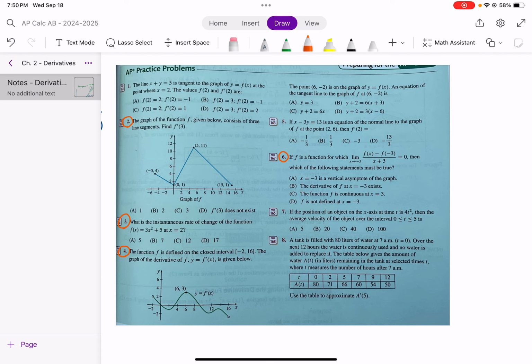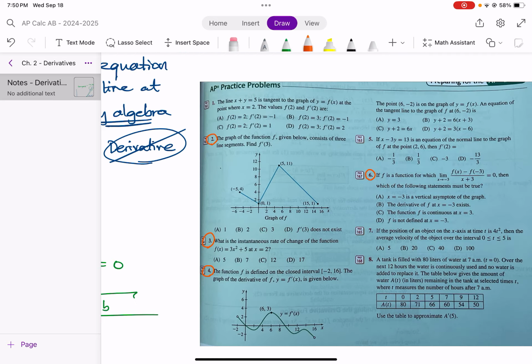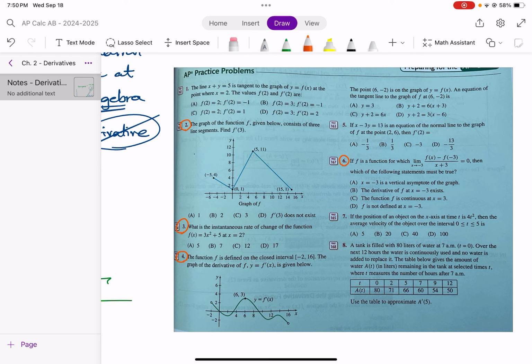You have to know what a derivative really is. You can't just get by with sort of memorizing formulas and that sort of thing. So let's go ahead and start on it. So number 2, wish I could zoom in a little bit more. Right, so I'm working through this guy.